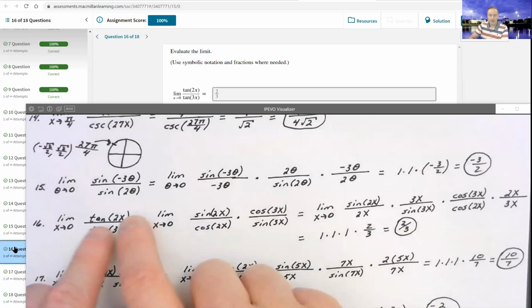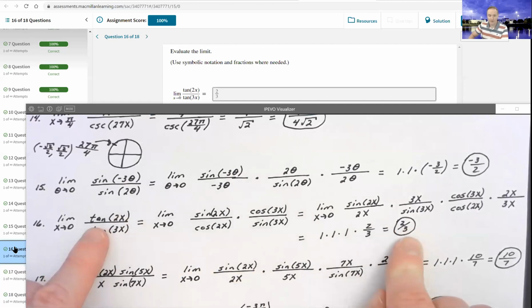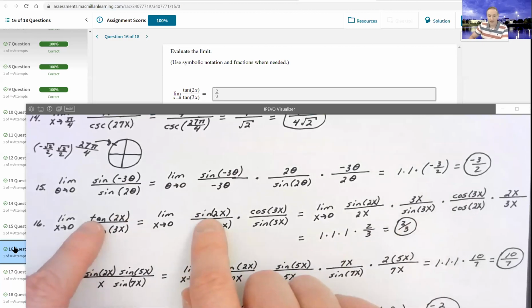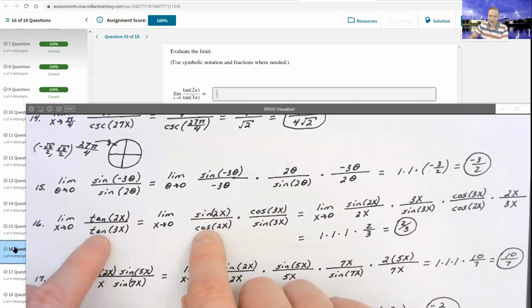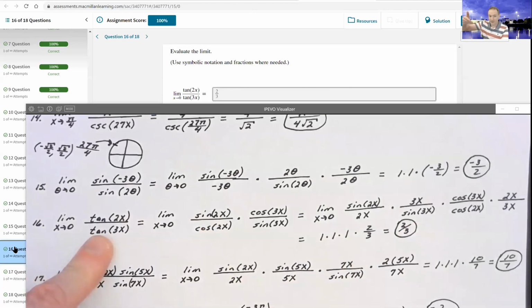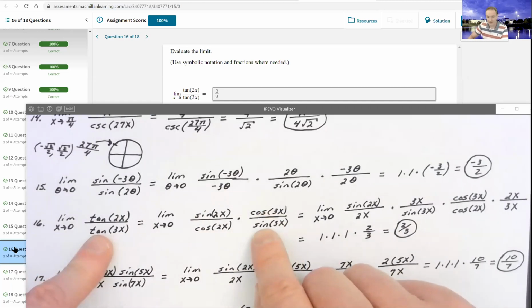This is another one. You could have just looked at it in the first part and said, ooh, John, I bet the answer is going to be 2 over 3. If you think that, you're absolutely right. Now, here's the reason why that works in this problem. I know that the tangent of 2x is sine of 2x over cosine 2x. Well, I'm dividing that by the tangent of 3x. Well, I know that the tangent of 3x would be sine of 3x over cosine of 3x. Since I'm dividing by it, I just said, well, let's multiply by the reciprocal of tangent, which would give me cosine 3x over the sine of 3x.